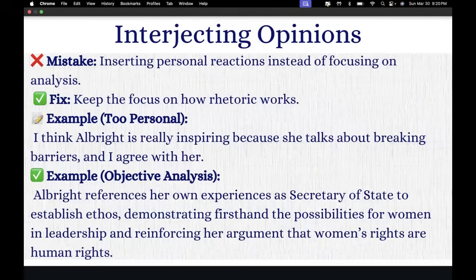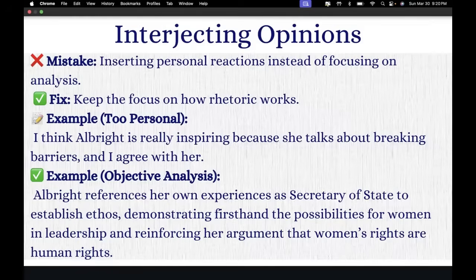Admittedly, I don't see this next mistake too often, but I do think it's worth mentioning, and that is we don't want to insert personal reactions or opinions of the text. You want to focus on analysis. Your job is not to praise the writer or to offer any kind of critique. That's a totally separate type of essay that is not tested on the AP Lang exam. So keep the focus on how the rhetoric works.